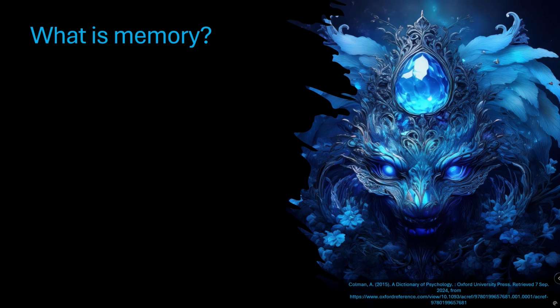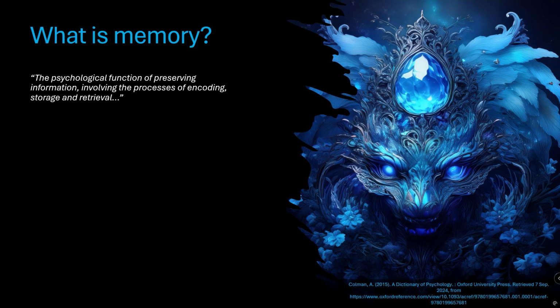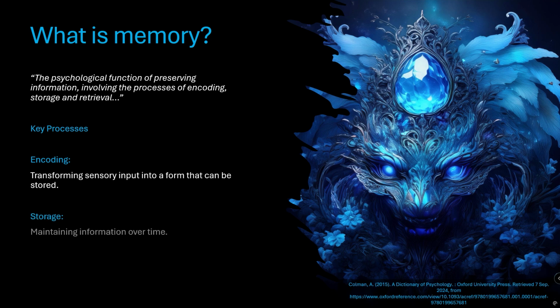So let's start by defining what memory is. According to the Dictionary of Psychology produced by Oxford University Press, memory is the psychological function of preserving information involving the processes of encoding, storage, and retrieval. The key processes within this are encoding, which is the transforming of sensory input into a form that can be stored, storage, maintaining information over time, and of course retrieval, which is accessing and using that stored information.